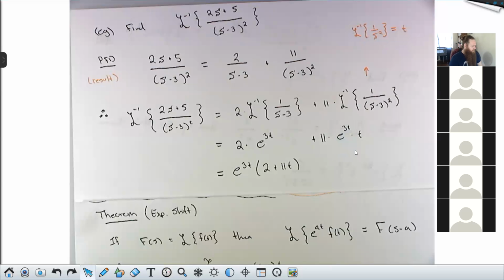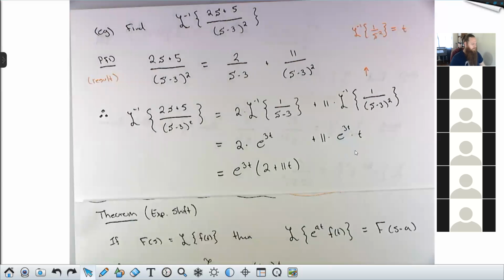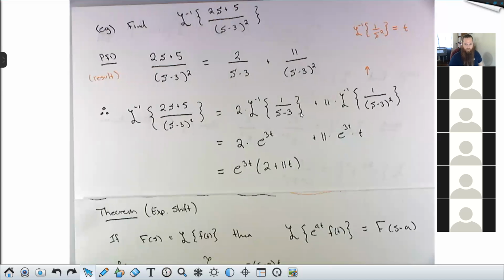Let's do one more, then we're going to solve a differential equation with this stuff, okay? Questions on this example? And this one's a little tough at first.